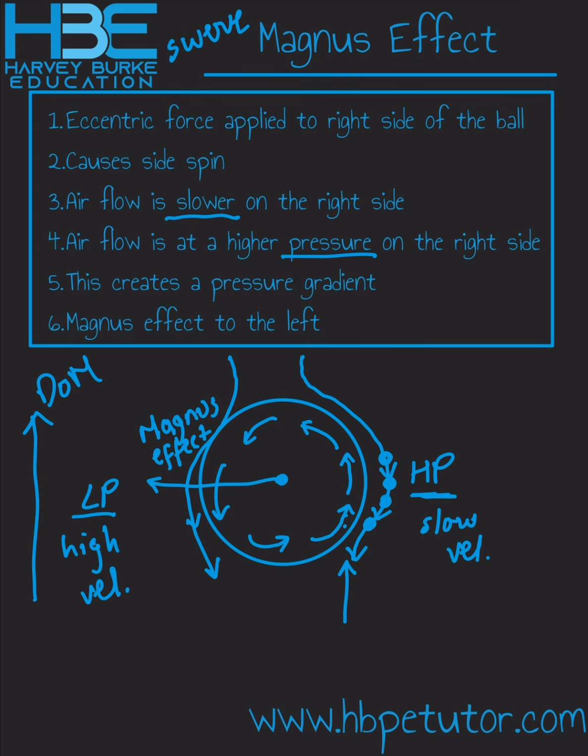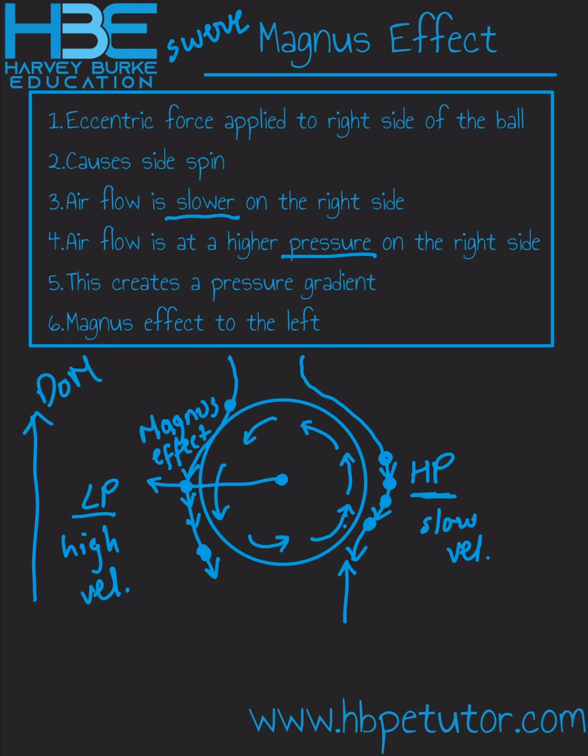Whereas on this side of the ball, the air wants to flow over the ball in the same direction that the ball is spinning in. So that just speeds up the airflow on this side of the ball. And when air travels quicker, the air particles are a lot more spread out, and that creates the low pressure.